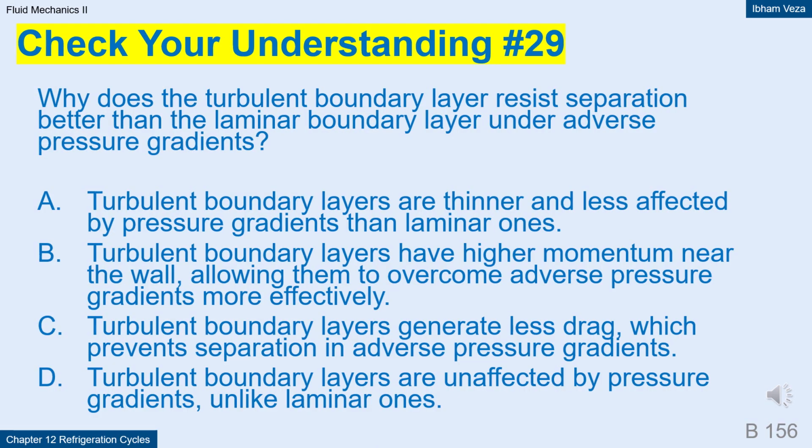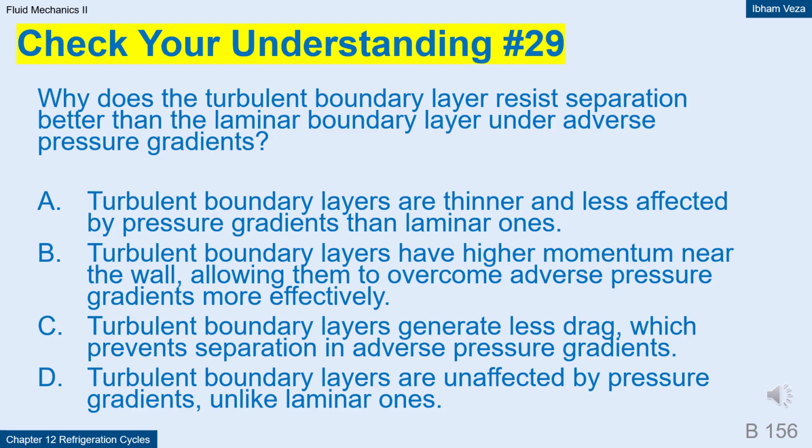Check your understanding. Number 29. Why does the turbulent boundary layer resist separation better than the laminar boundary layer under adverse pressure gradients? B. Turbulent boundary layers have higher momentum near the wall, allowing them to overcome adverse pressure gradients more effectively.